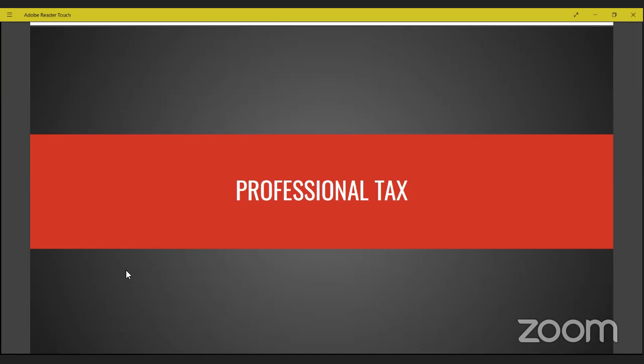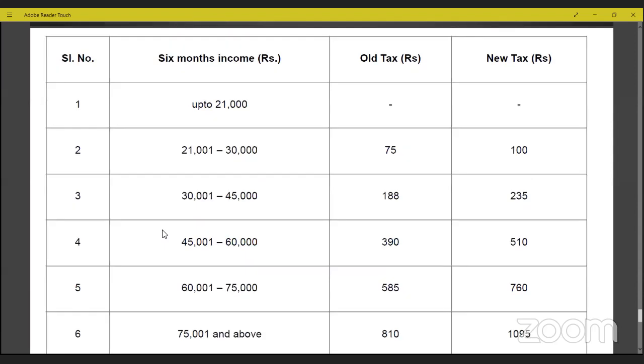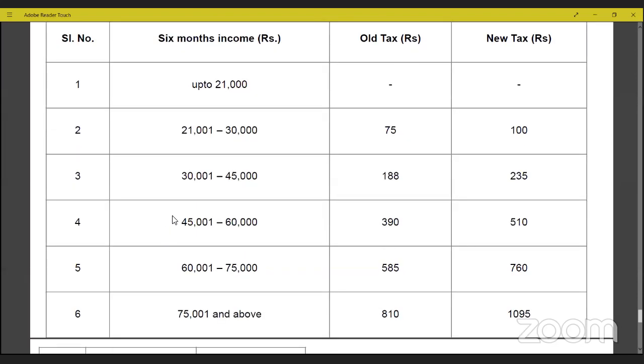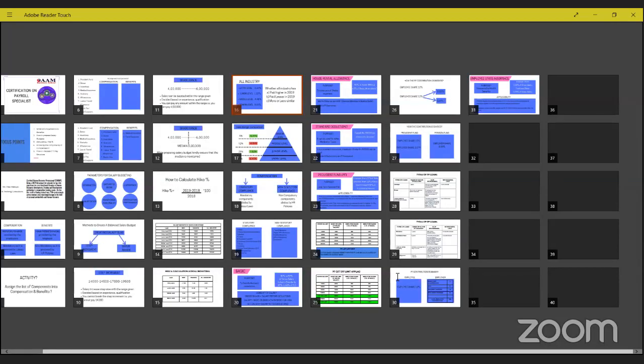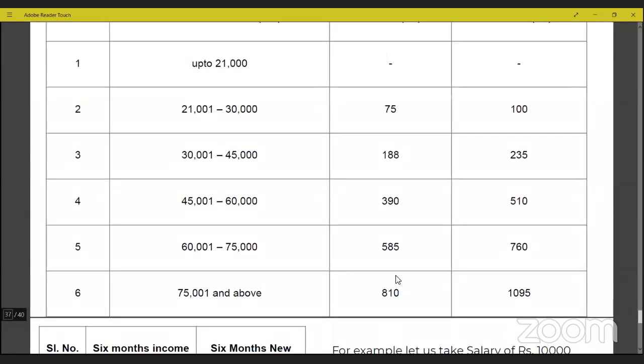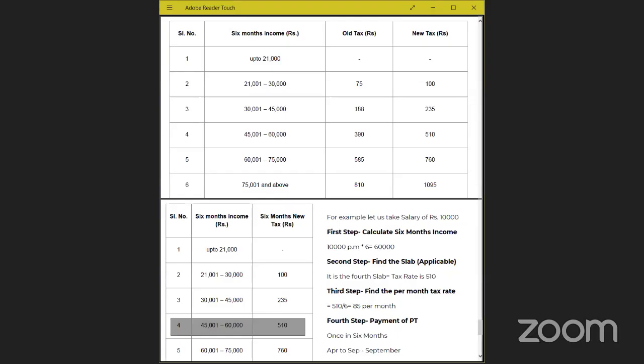Right now I'm going to show you the professional tax table for Tamil Nadu. In Tamil Nadu, we follow a unique style, with probably three columns. I have given you the old and the new tax. The tax has been changed now. Here you have different salary slabs and the tax rates. Now let me tell you how we can calculate this.